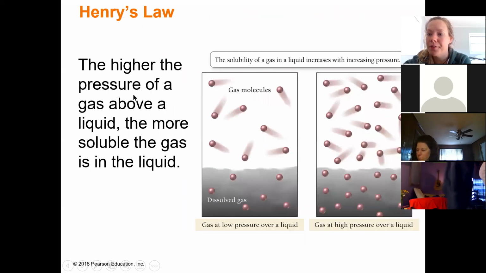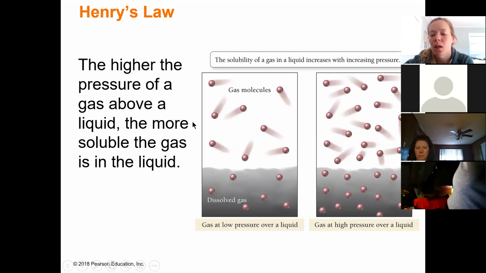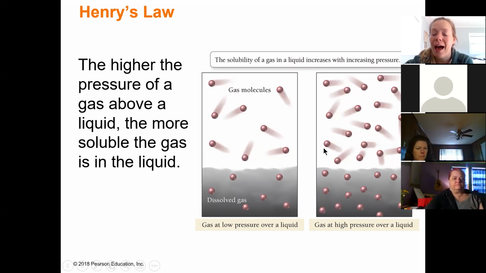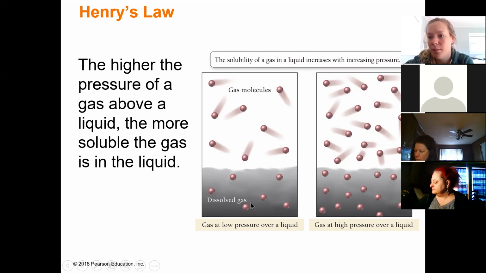There's another law that affects how much dissolved gas you can have, and it's known as Henry's law. It says the higher the pressure above the liquid, the more gas that can be dissolved in the liquid. If the gas above is exerting a very low pressure, you're not going to find much dissolved gas. If the gas above the liquid is exerting a very high pressure, or you have a lot of gas particles, you would expect to see a lot of gas dissolved in solution.